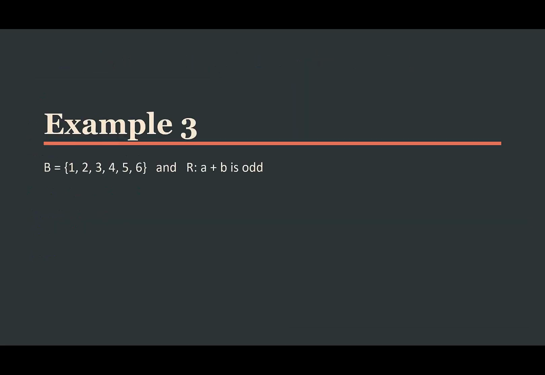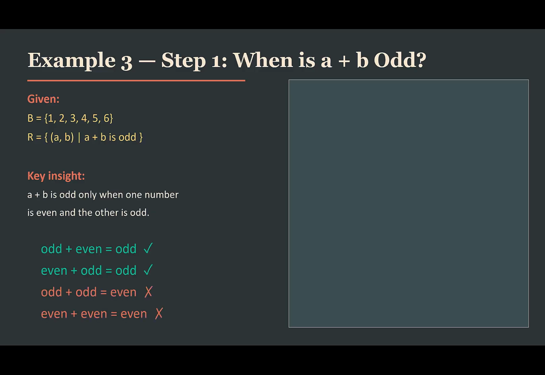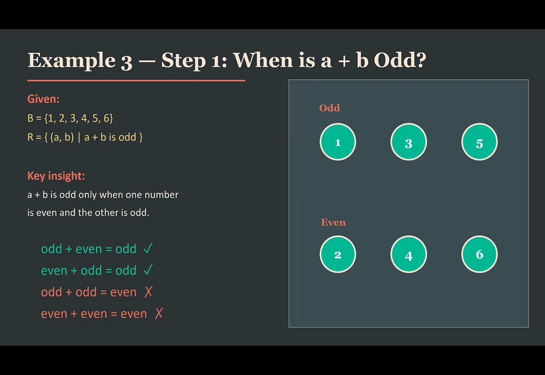This time I have A is the set {1, 2, 3, 4, 5, 6}, and R is A plus B is odd. So we'll write out our set and we'll write out the relation. We want to remember that A plus B is odd when only one number is even and only one number is odd. That means odd plus even is odd, even plus odd is odd, but odd plus odd is even, and even plus even is even. This time when we write in our vertices, we're going to separate the even and the odd. I have the odds as 1, 3, and 5, and the evens as 2, 4, and 6.